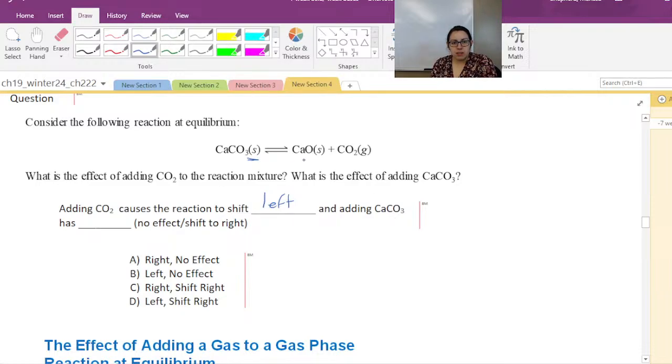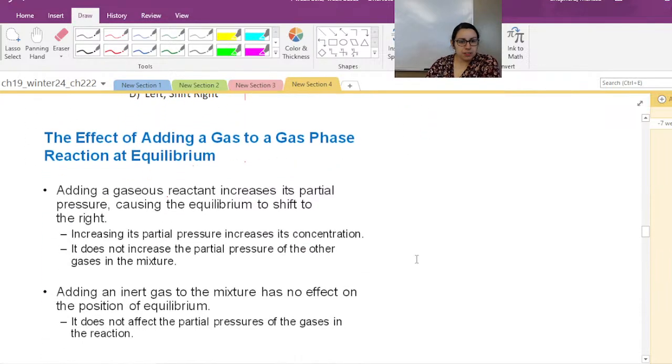So then what, no effect? So no effect for our calcium carbonate, since it's just a solid pile, so it doesn't have a concentration. Let's see in the chat. And so let's look at the last bit of this.